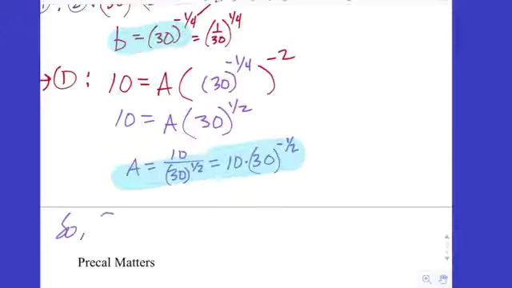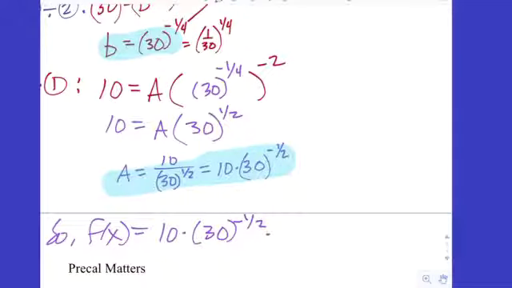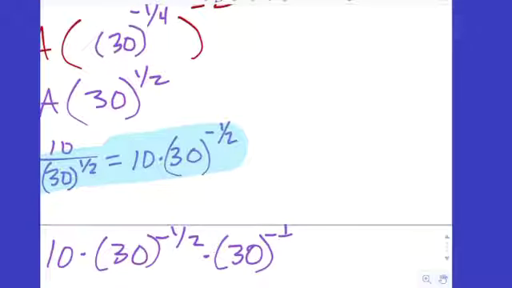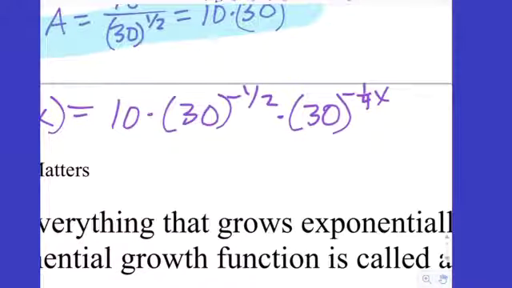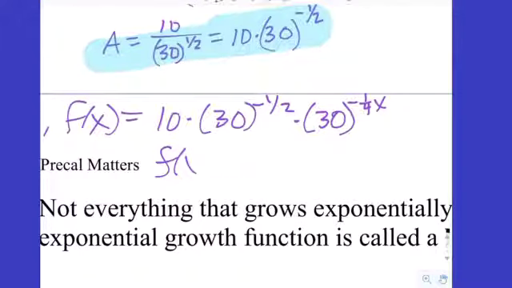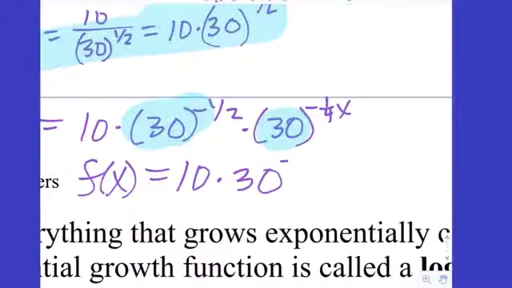Now we just say, so f of x is a, which is 10 times 30 to the negative 1/2 power, times b to the x power, which is going to be 30 to the negative 1/4 to the x, which is just negative 1/4 times x. And this is like the gift that keeps on giving. Now because my a and the b have a 30 in them, I can combine those. And I get 10 times 30 to the, when I add the exponents, you get negative 1/4 x minus 1/2.